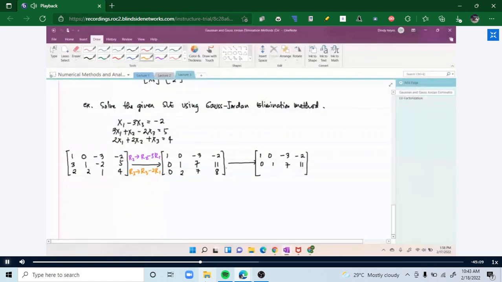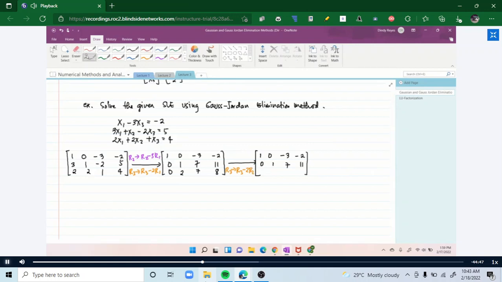So we'll change R3. And this time we'll be using R2 to make this a 0 because R2 has a leading entry. So that's R3. If we multiply R2 by negative 2 and then add them together, you get 0 in this particular entry. So R3 minus 2R2. This will not change. This is still a 0. Now this becomes a 0.